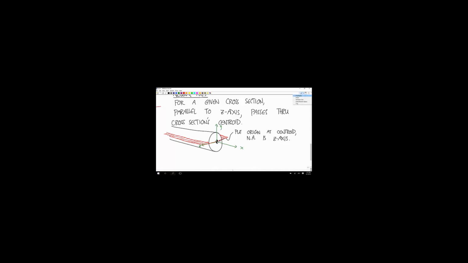What? Yes, it's the XZ plane. I don't think I've ever thought of it that way.